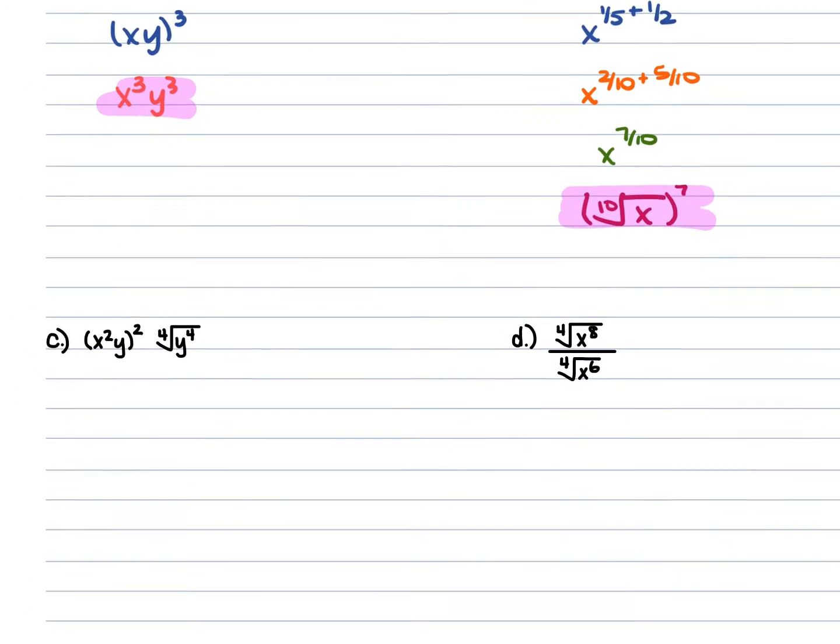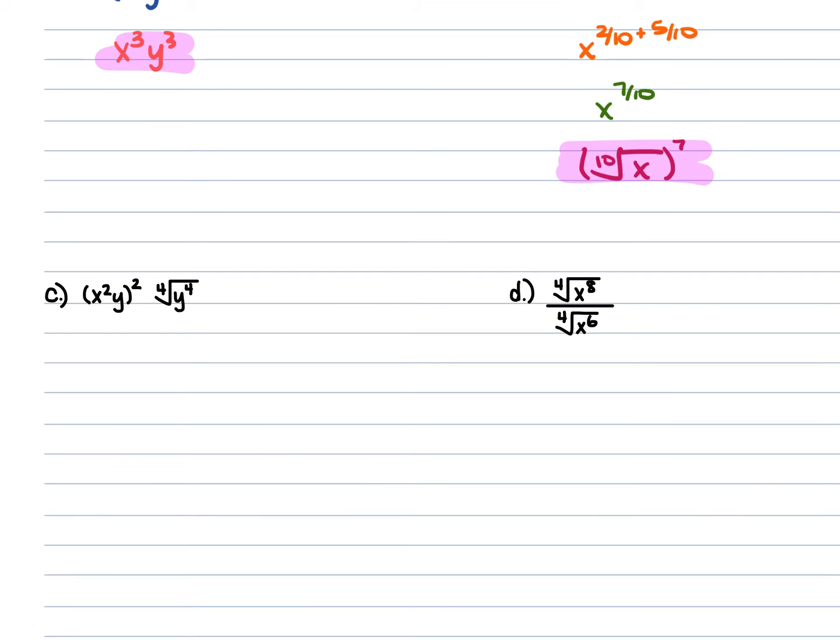For example C, we have x squared y, all raised to the 2nd power, times the 4th root of y to the 4th power. I'm going to work with both of these separately. So the first thing I'm going to do is work with the x squared y, all raised to the 2nd power. If we distribute that power to both of those terms inside of those parentheses, we're going to have x squared raised to the 2nd power and y raised to the 2nd power. So this is going to give us x to the 4th power y squared.